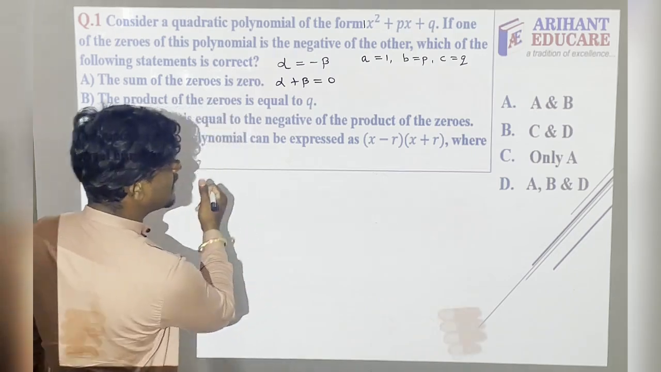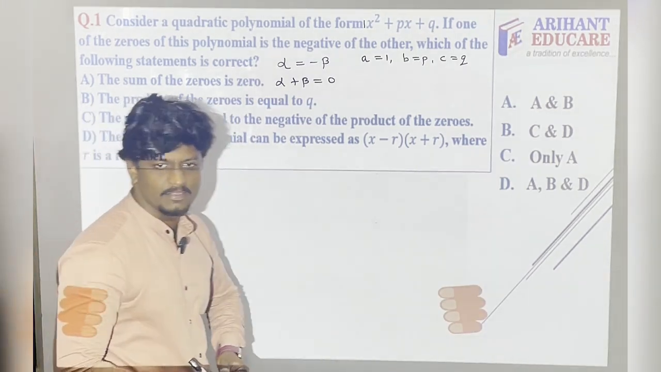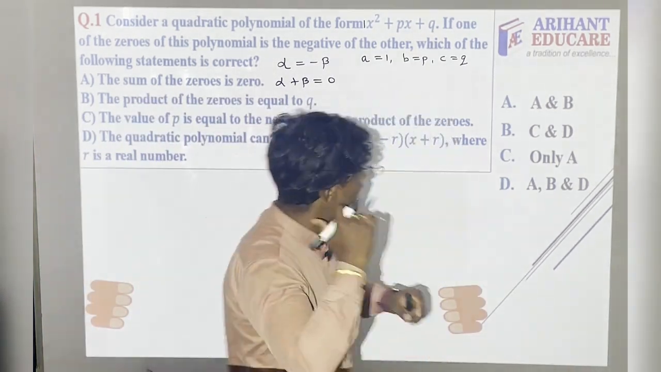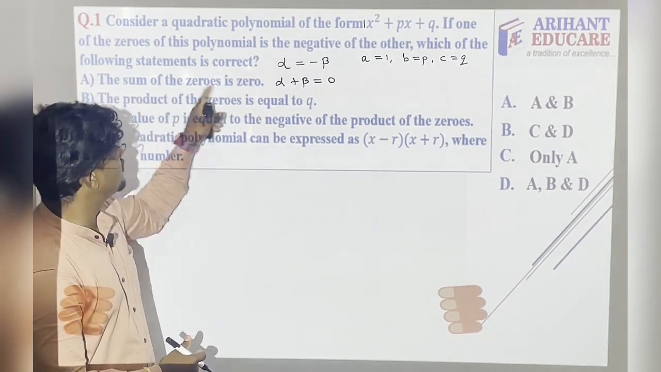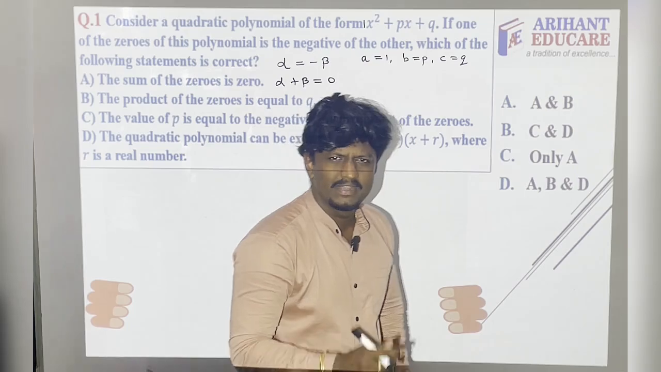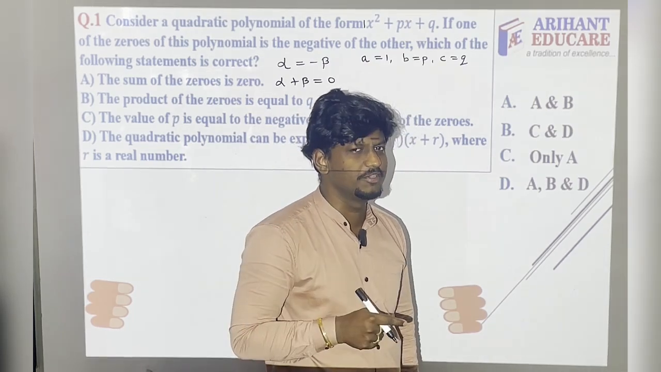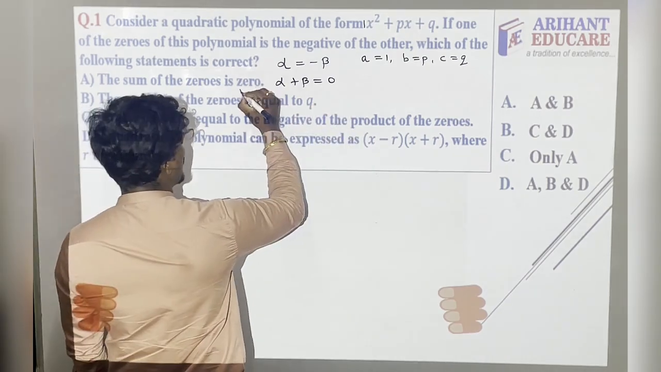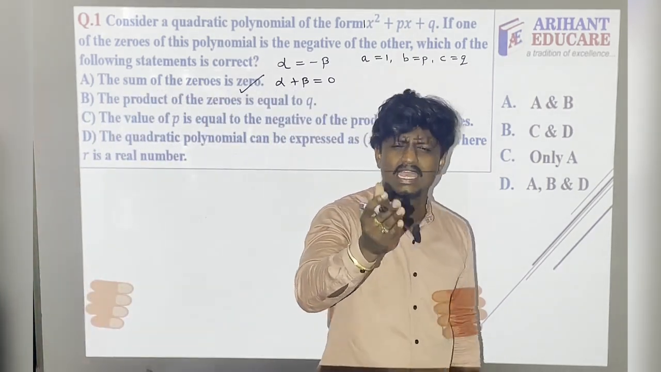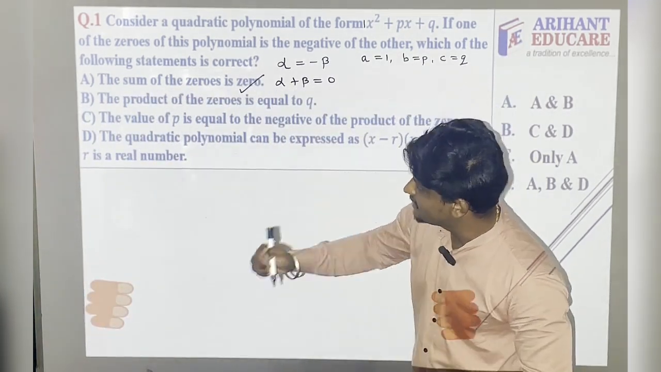Let's see. We need certain working space for this sum. Let's go for it. The first statement says the sum of the zeros is 0. That means alpha plus beta should be 0. Even before reading the statements, we have alpha plus beta is equal to 0. I can say statement A is absolutely correct. Let's go for the second statement.